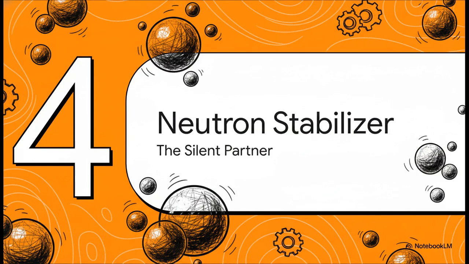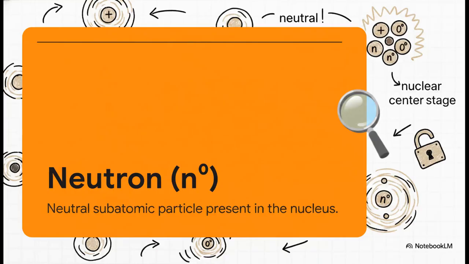Let's move to part four, neutrons, the mass stabilizer, the silent partner. Sharing that center stage with the proton is our third character, the neutron. Your final cheat code: neutron equals neutral. It is a subatomic particle with an absolute zero electrical charge, but it has immense structural importance right alongside the protons in the dense nucleus.